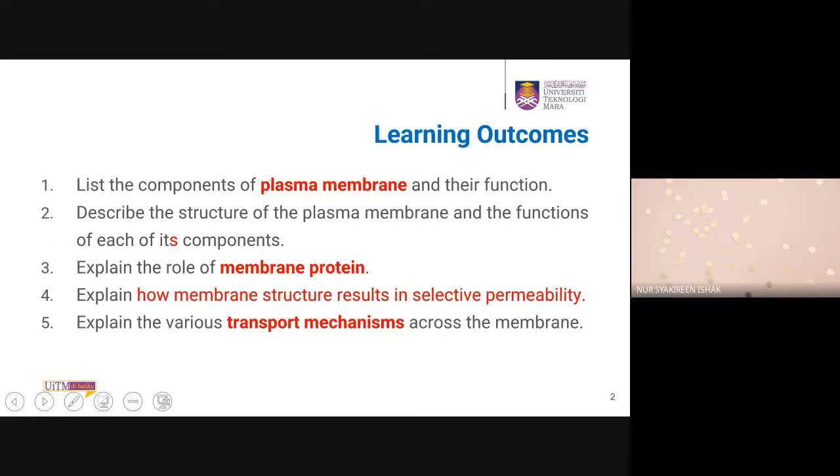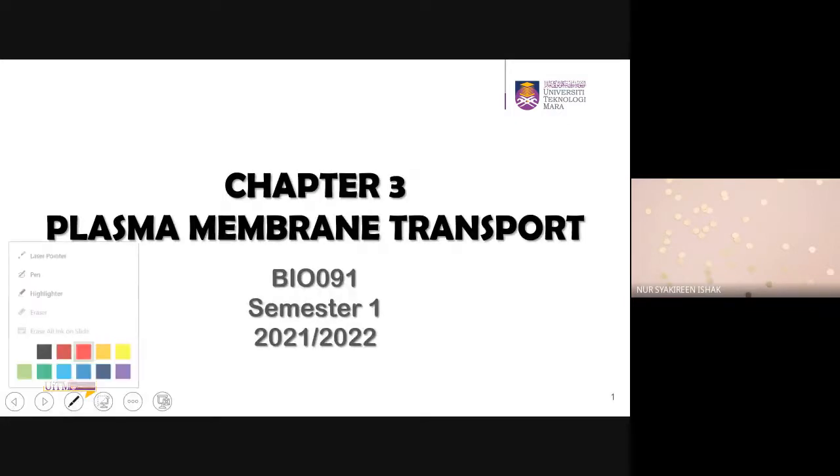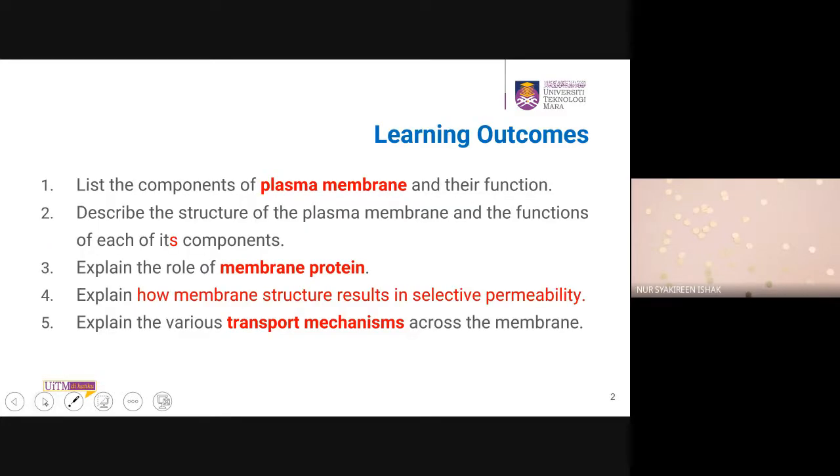Okay, so these are the learning outcomes for chapter 3, which is: list the components of the plasma membrane and their function. The first one, you have to know what are the components of the plasma membrane. As you know, its main component is the phospholipid molecule, which are arranged in bilayers.